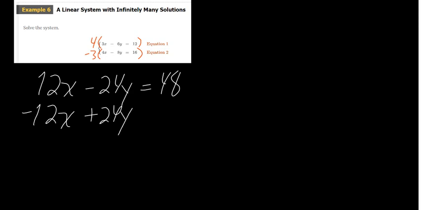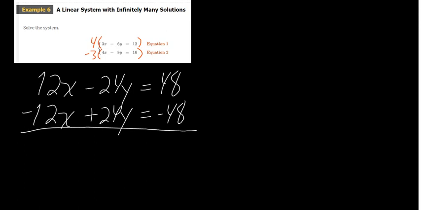12x, and then 4 times 6, so that's a negative 24y. That's going to be equal to, sorry about that, 48. And then the next one's going to be a negative 12x. Okay, good, that's what I'm wanting. And then plus 24y, equal to negative 48. And then I got my equal sign here.